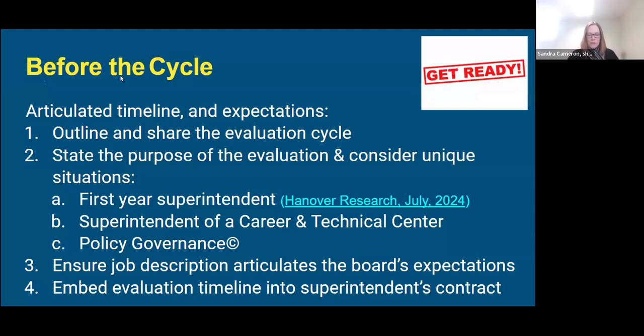Be sure to review the superintendent's job description to be sure that the board's expectations are clearly articulated. Ensure that the superintendent's contract provides information about the performance evaluation, especially with regard to what method and the timing of the evaluation, and whether or not the superintendent will be asked to do a self-evaluation. I wanted to note here that all of this information in terms of the timeline, the process, the instrument, all of this, the board and superintendent would discuss in an open session.